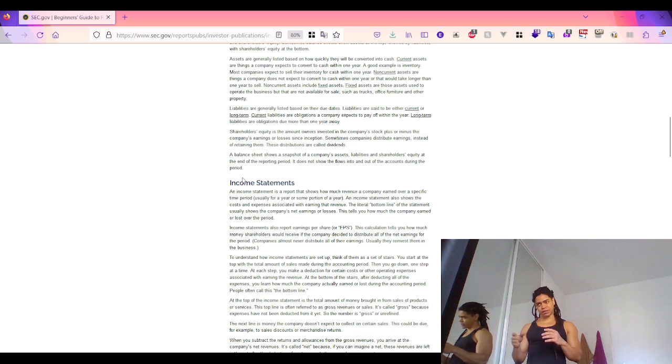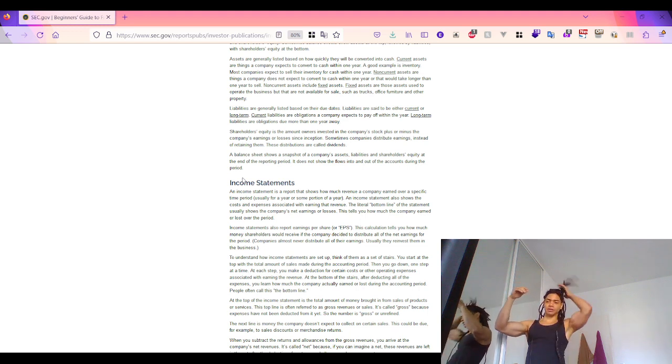So the next is the income statement, where the bottom line of this statement shows if a company made a profit or not. You can think of this statement as a set of stairs where you start at the top, and once you go down each step, you make a deduction associated with earning that revenue. And at the bottom of the stairs, you see if a company made a profit or not.